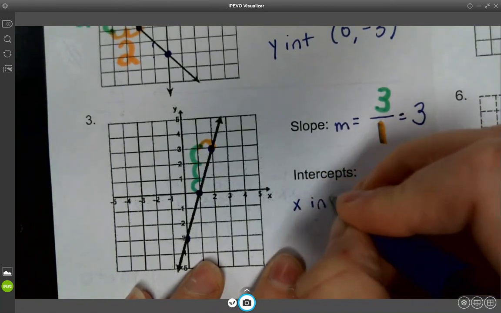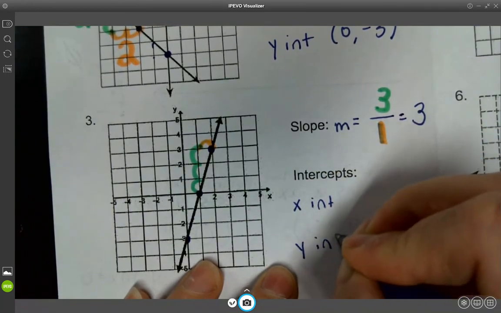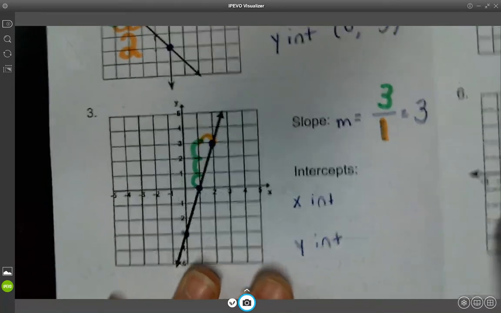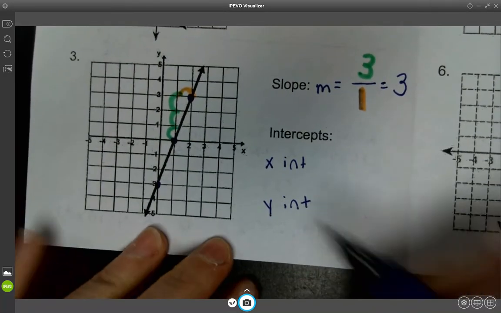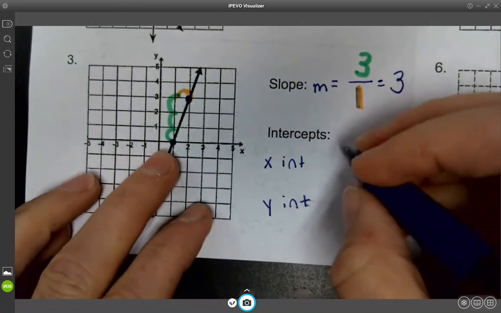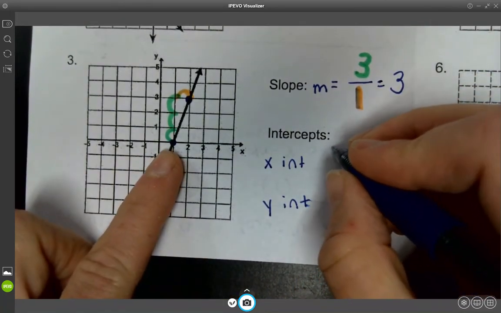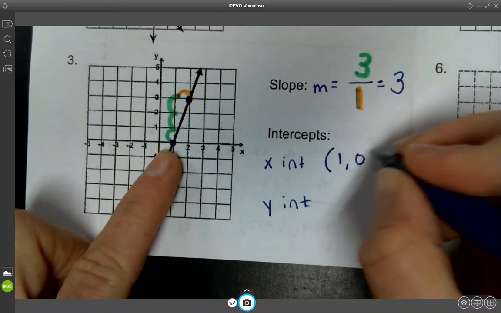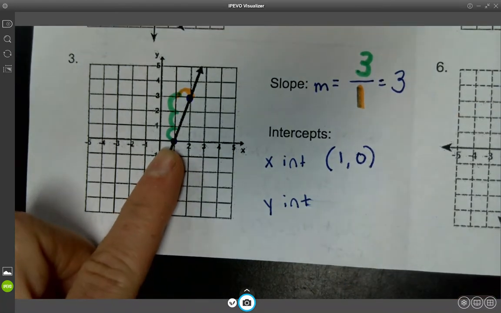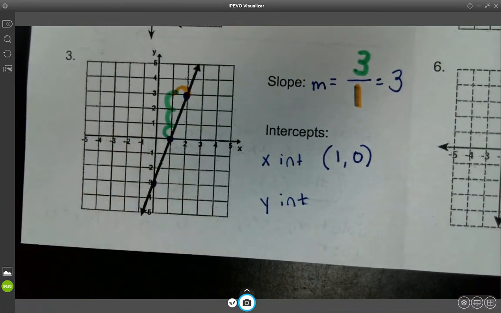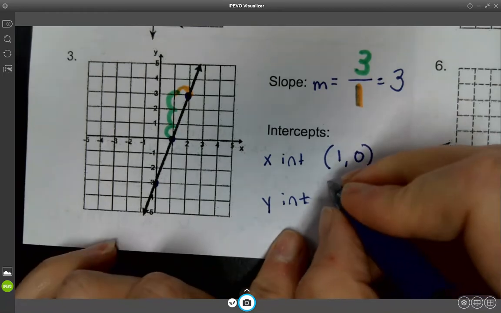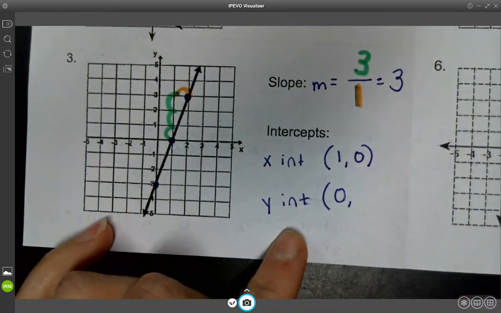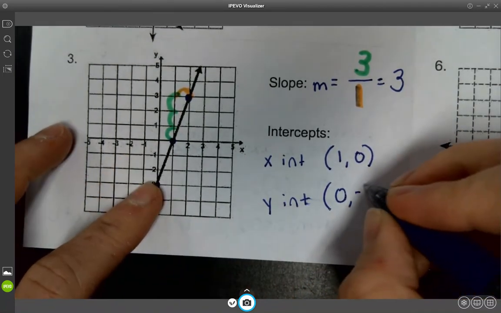X-intercept, y-intercept. Go ahead and write those down. So the x-intercept is at this 1, 1, and then up 0. Your intercepts have at least a 0 in them. If it's an x-intercept, the y is a 0. If it's a y-intercept, the x is 0. 0, and then down to -3.